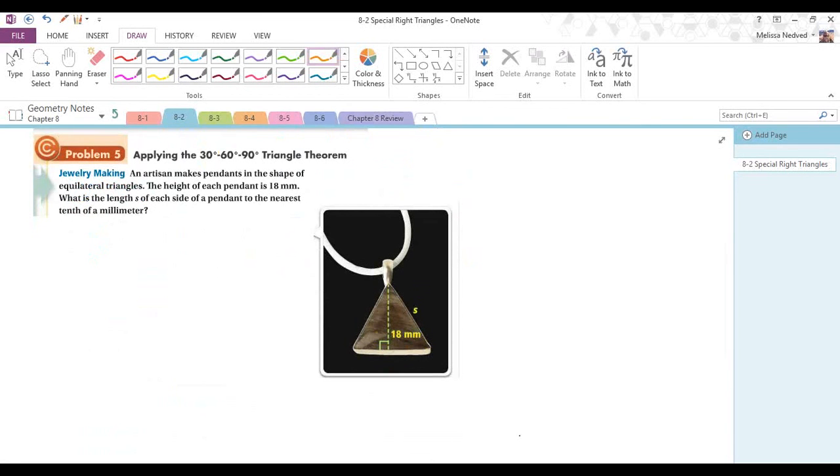But I am told that it's an equilateral triangle, meaning all of the angles are congruent. And we learned that anytime we're talking about an equilateral triangle, all of my angles have to be 60 degrees each, since they're all the same and they add to 180. So I know that this here is a 60-degree angle.